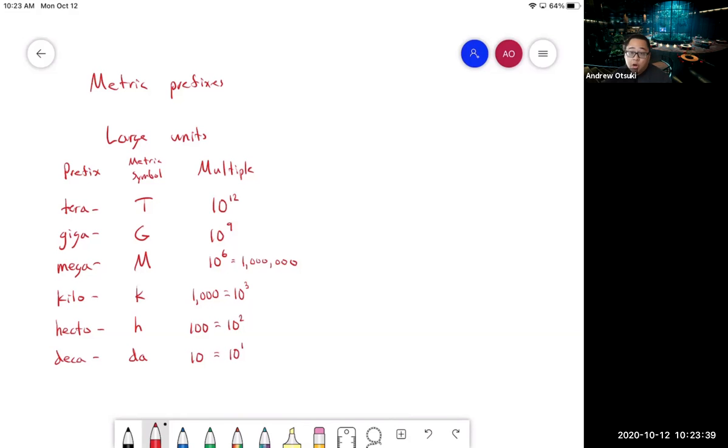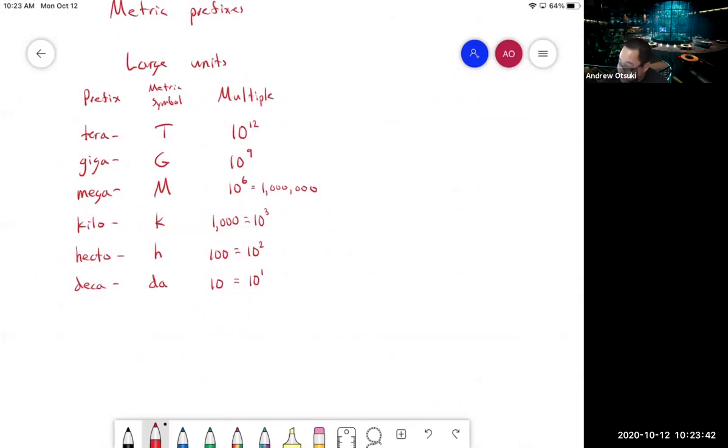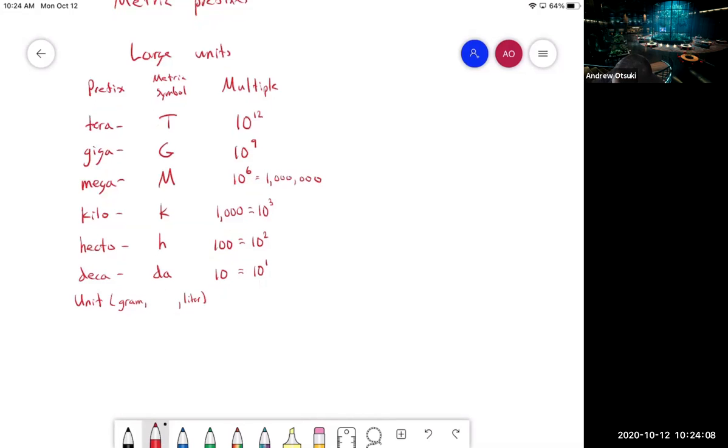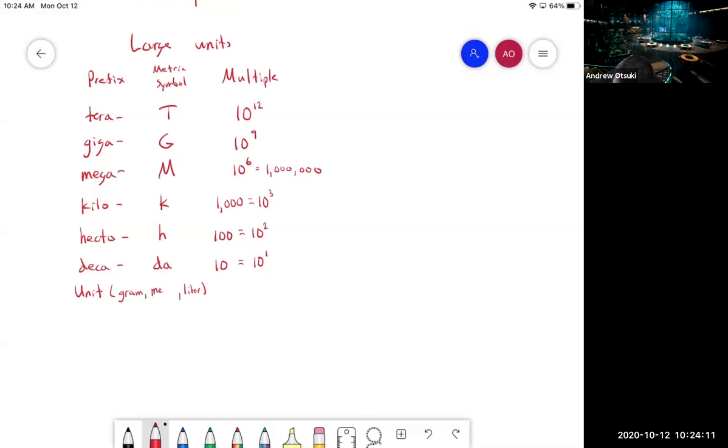Okay. Now our basic unit is right here. So this will be our unit, our reference value. For example, gram, meter, and liter. So meter is for length, gram is for mass, and liter is for volume. Whenever you're referencing these prefixes, you'll attach them to the front of your basic unit.